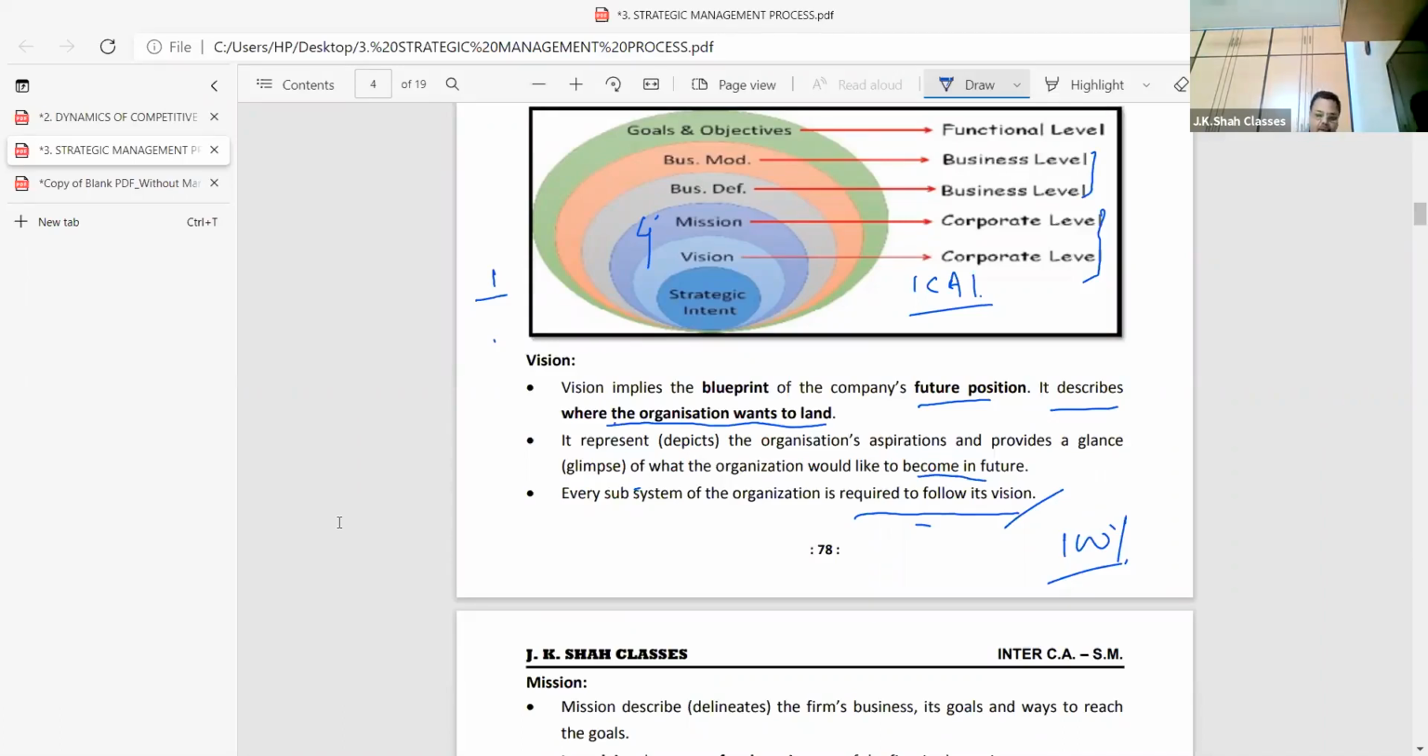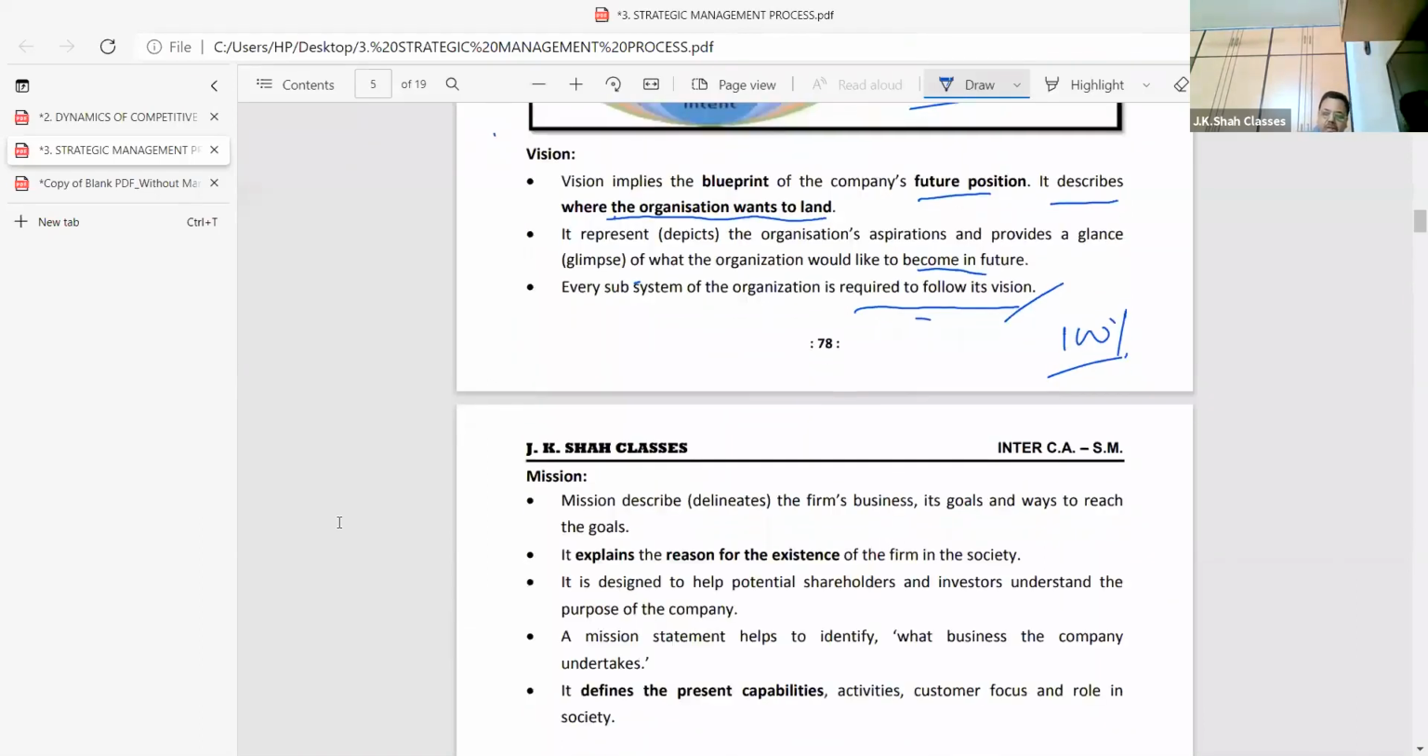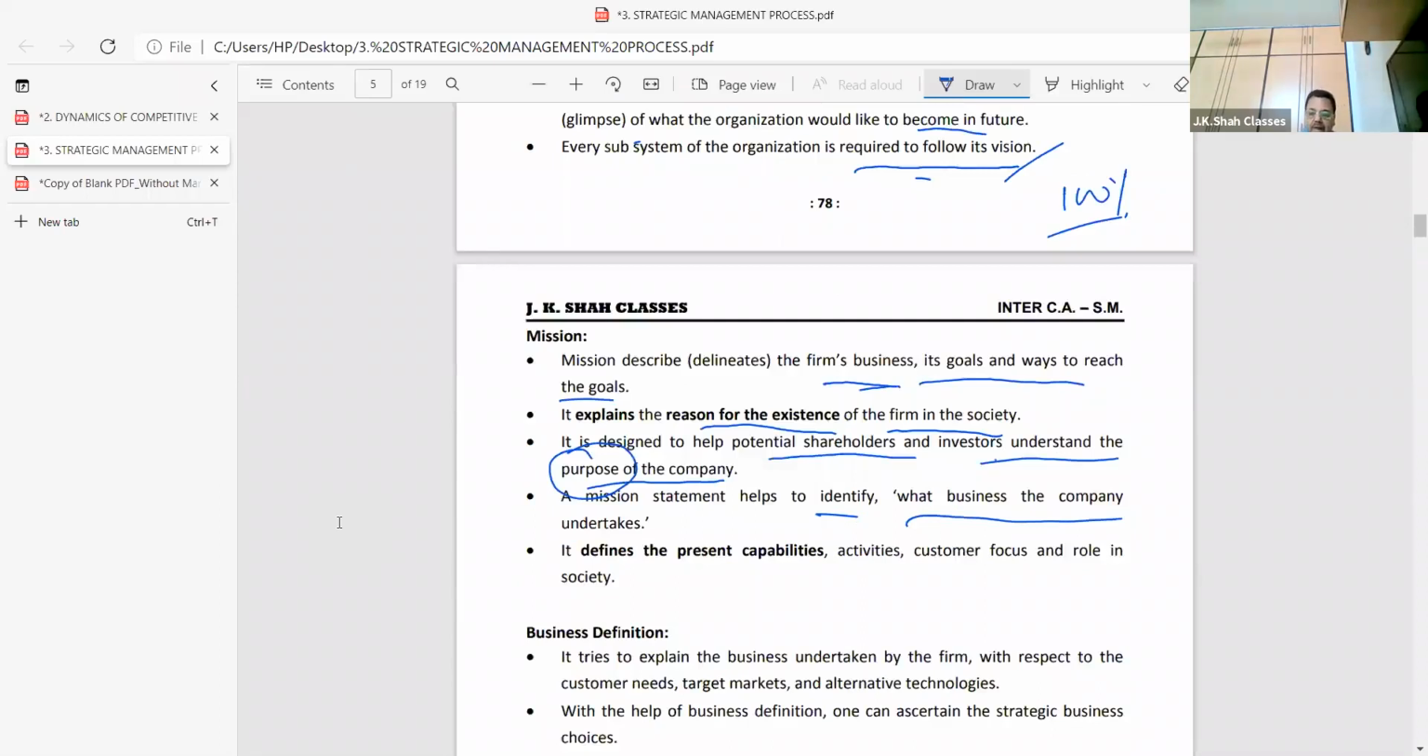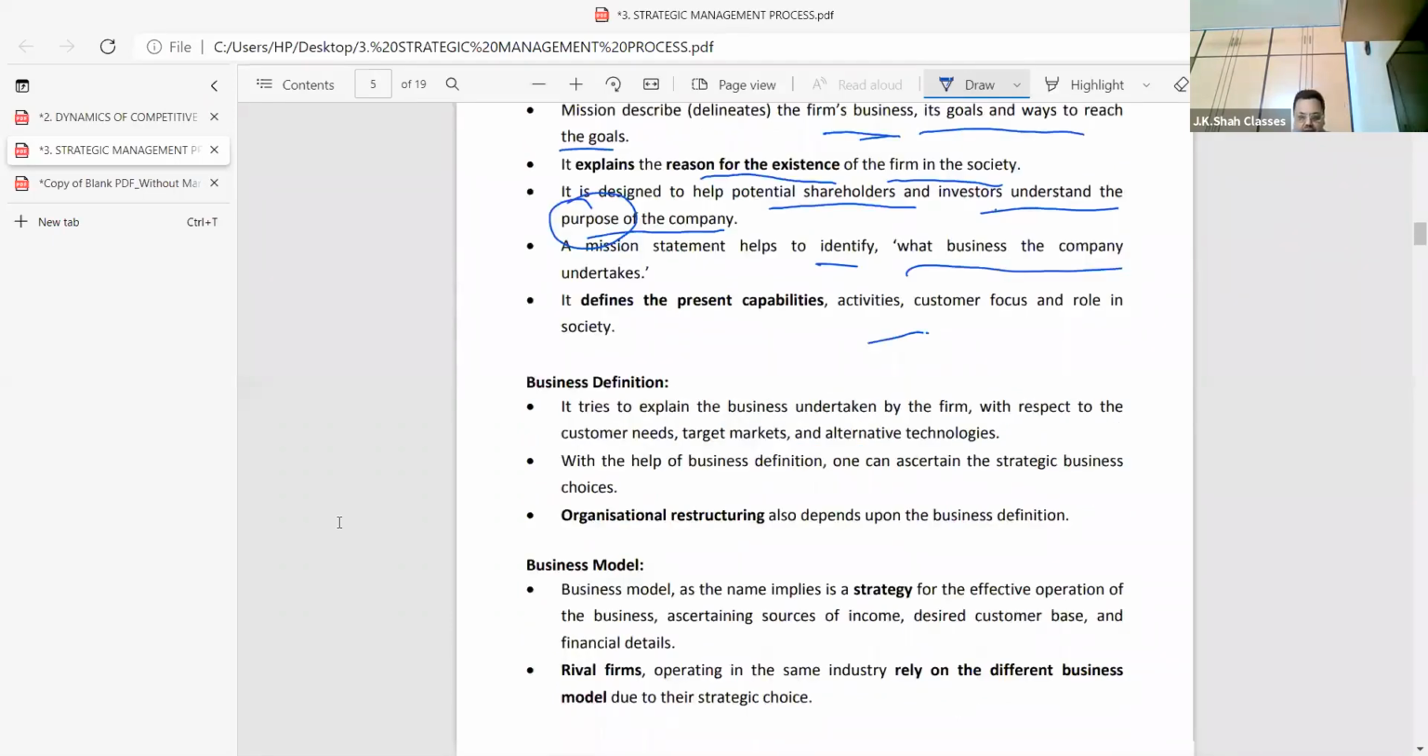That never fails. Mission. Mission describes the firm's business, its goal, and ways to reach the goal. It explains the reason for the existence of the firm. Why am I here today? What am I doing? It helps potential shareholders and investors understand the purpose. Beta, it's important to understand the purpose of the company. A mission statement helps to identify what business the company undertakes. It defines the present capabilities, activities, customer focus, and role in society. Business definition. Beta, one good example I think I've given to you all before. I'll just share it with you.